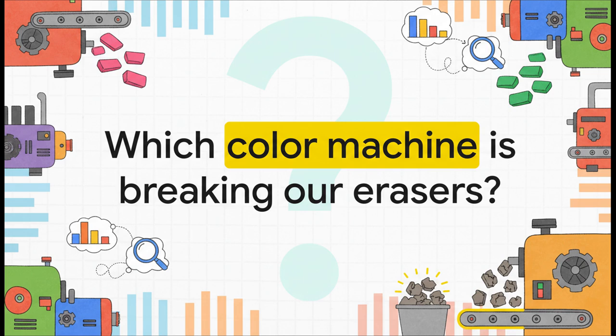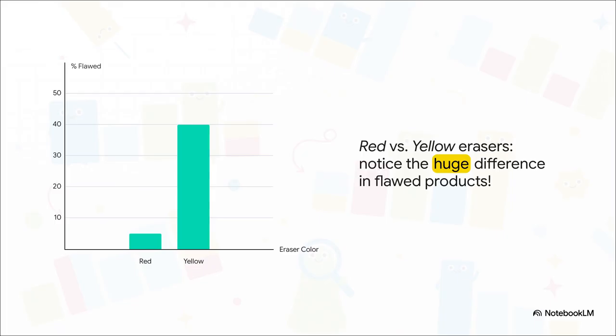Let's solve a little mystery. Imagine an eraser factory has a problem. One of their machines keeps making broken erasers, and we think we know which one it is. Okay, now look at this. The bar for the red machine. See that tiny little red slice for flawed erasers? It's making almost perfect stuff.